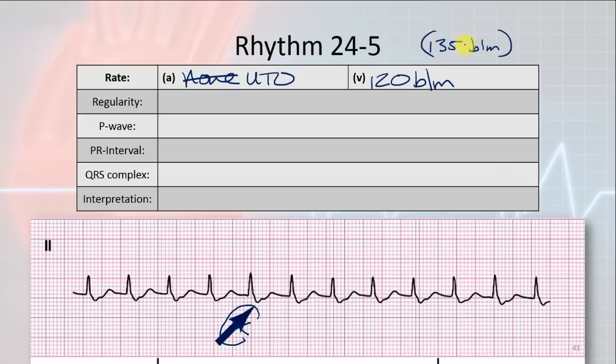Either way, it's over 100 beats a minute. Regularity is going to be regular. P waves are going to be absent. It's supposed to be absent. PR interval is going to be none.